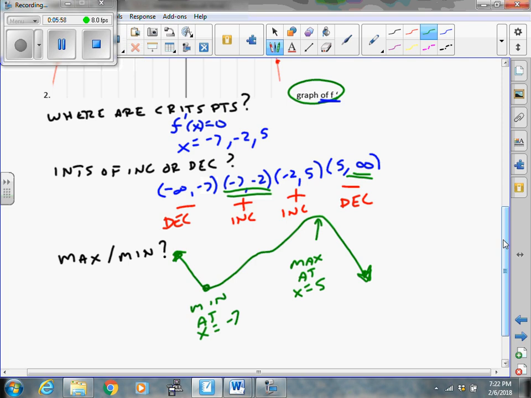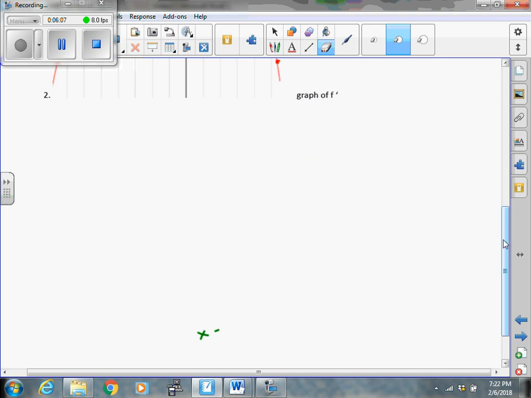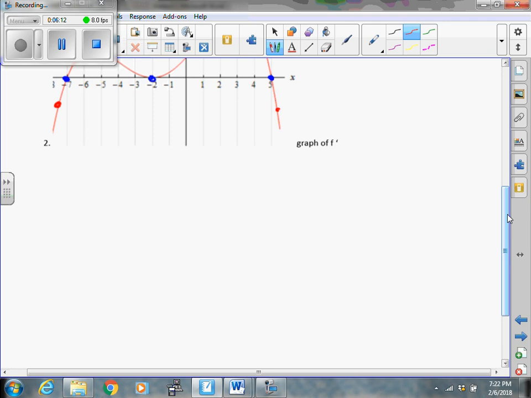Okay, now I'm going to go back up to this picture and ask another question. Let me erase these things. And we're still going to consider this function to be the derivative.